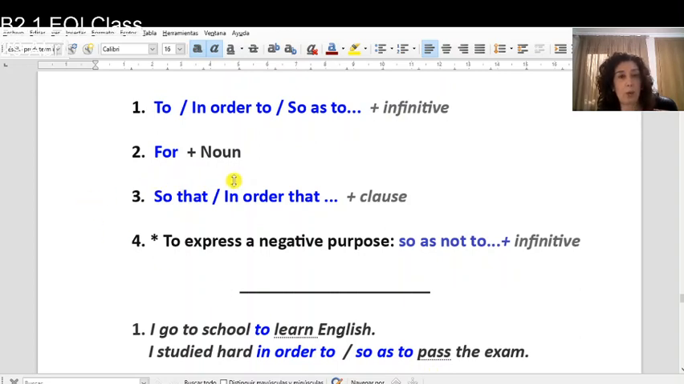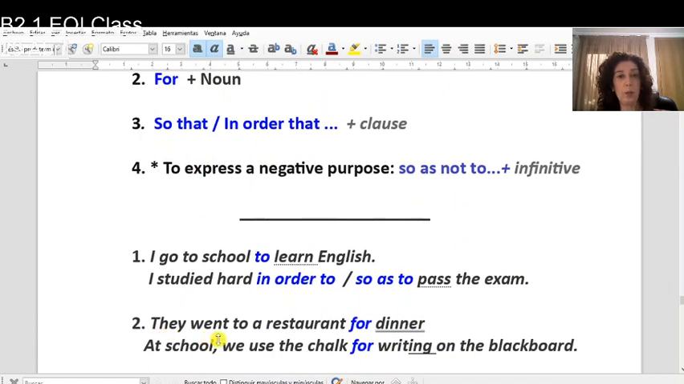Number 2. For, plus a noun, or a verb in general. They went to a restaurant for dinner. Para cenar. For dinner. Distinguimos que es un sustantivo. At school, we use the chalk for writing on the blackboard. En la escuela utilizamos la tiza para qué. ¿Cuál es la finalidad? Se utiliza un verbo, preposición, seguido de gerundio. At school, we use the chalk for writing on the blackboard.